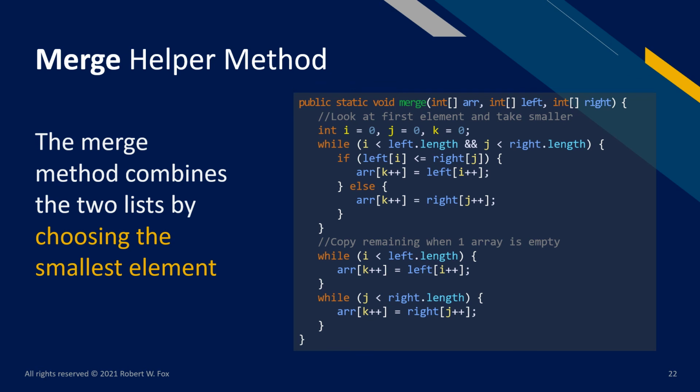This is the code for the actual merge helper method, which combines the two lists into one that is still sorted. The code at the top actually goes through and looks for the smallest element and copies it over to the merged list. And then once one of the lists is empty, the code at the bottom copies the remaining elements. So again, this code is long and complicated, and there's no expectation that you would memorize it or even fully understand it, but we will have the chance to play with it in the exercises.